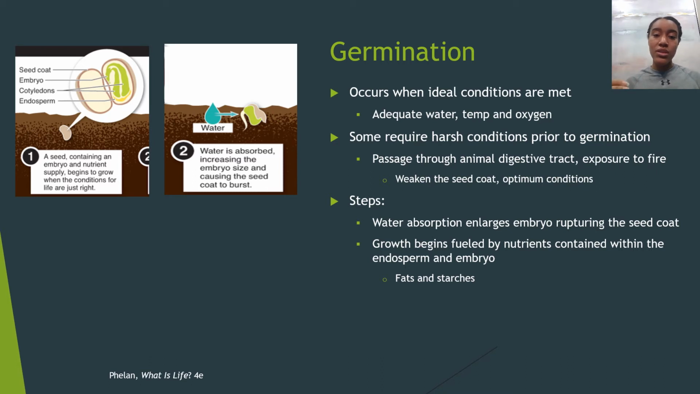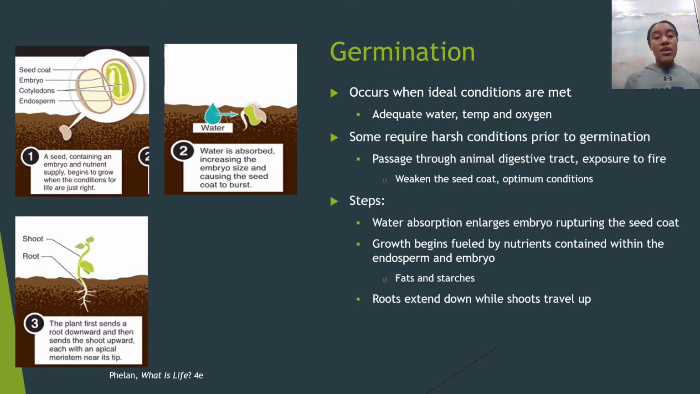So this growth initially is fueled by the endosperm because they're not undergoing photosynthesis yet. So the endosperm will act as the nutritive source to allow for the cell replication of the seedling. The seedling will then extend roots downward into the soil and after that will extend its shoots upward towards the sky, so towards the surface and then towards the sun.